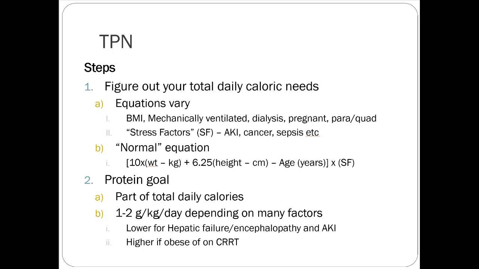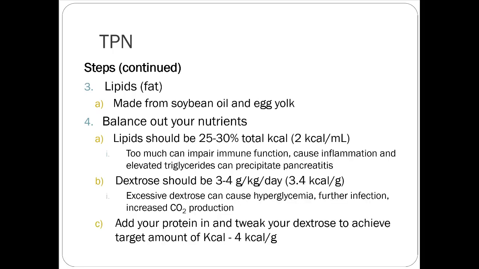We figure out our protein goals. Usually you're looking at 1 to 2 grams per kilogram per day in protein. That's part of your total calories, so you factor that in. So you calculate how much protein an average person would need, minus it from your total calories. That gives you a remainder of calories. You look at lipids, which is usually kind of a set amount. Now, if you're on propofol, that might add a little bit to that. But normally we're doing lipids, kind of a set amount of calories, which is a percentage normally. And then we're balancing it out.